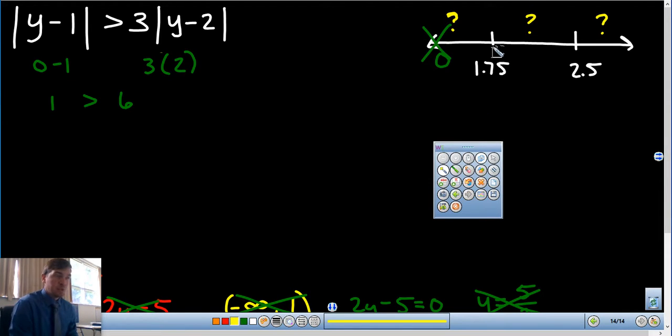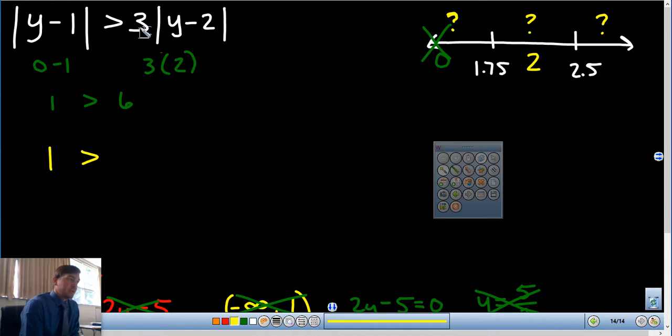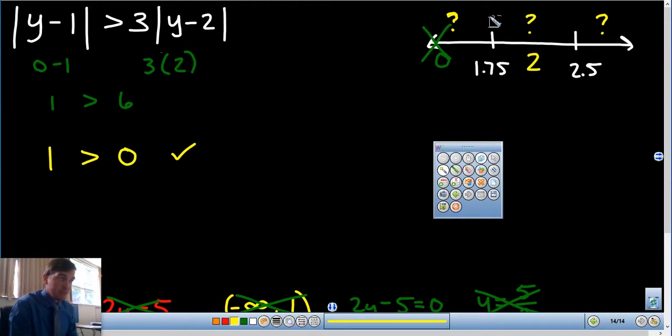Let's try something between 1.75 and 2.5. Let's try the number 2. If I plug in a 2 minus 1 is 1. Absolute value of that is 1. Greater than 2 minus 2 is 0. 0 times 3 is 0. 1 is greater than 0. Yes, it is, which means this region so far has solutions in it.